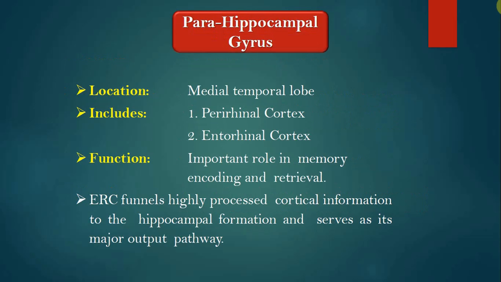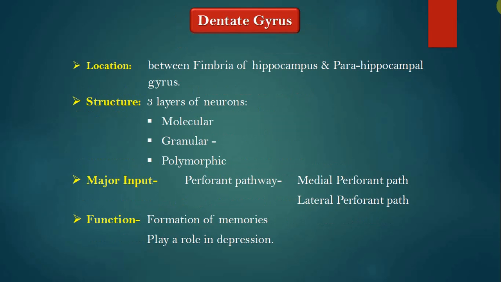The parahippocampal gyrus is located in the medial temporal lobe. It is actually the lower limb of the parahippocampal complex. It includes the perirhinal cortex and entorhinal cortex. It has an important role in memory encoding and retrieval. The entorhinal cortex funnels highly processed cortical information to the hippocampal formation and serves as its major output pathway.